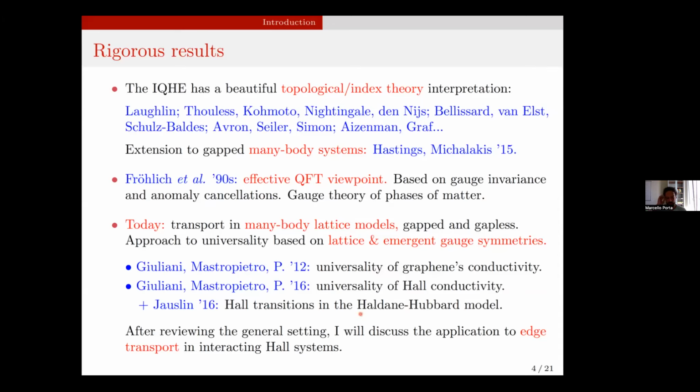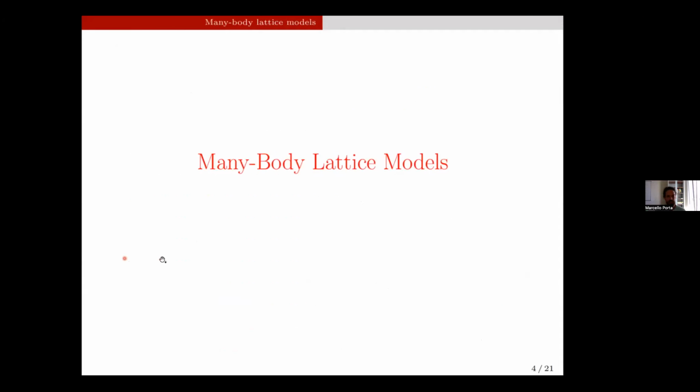Okay, so what I would like to do next is to describe the general setting I will be working on, and then later I will discuss the application to edge transport for interacting Hall systems, which is again a case in which the low energy excitations are gapless and described effectively by one-dimensional relativistic fermions. All right, so let me introduce the setting.